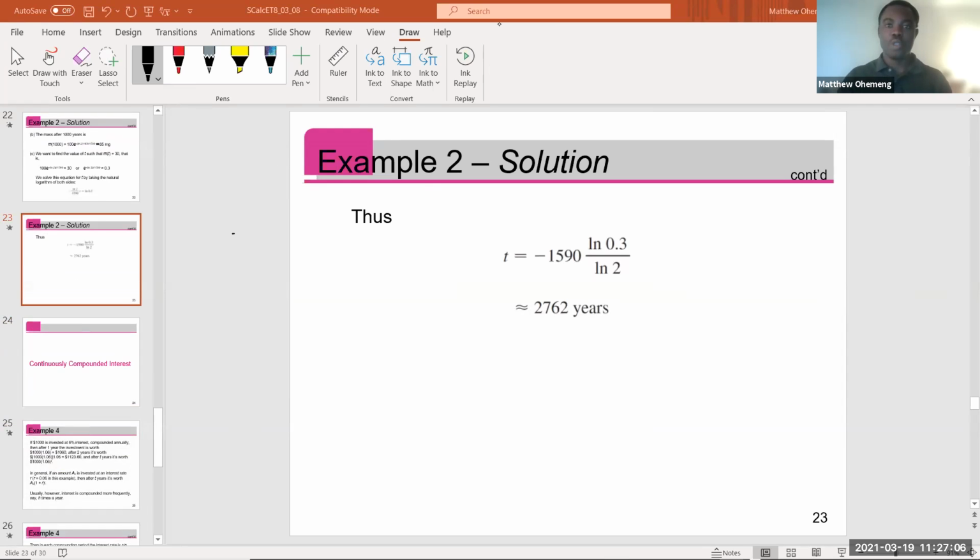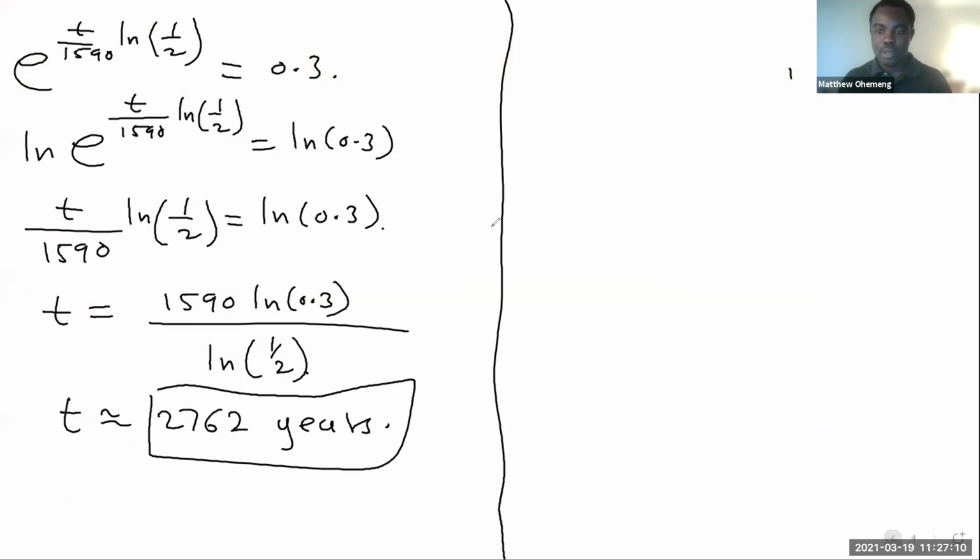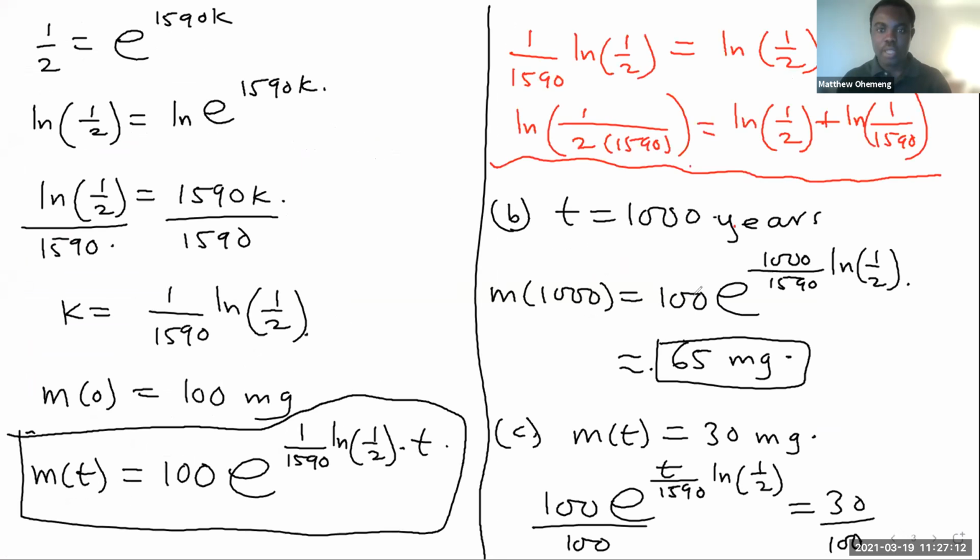Oh, okay. So let me go back to the whiteboard. How I got the 65 milligrams. So let me go back. Okay, so this is here. I hope you understand how we obtain the formula for m of t. You get that part, how you set that equation.